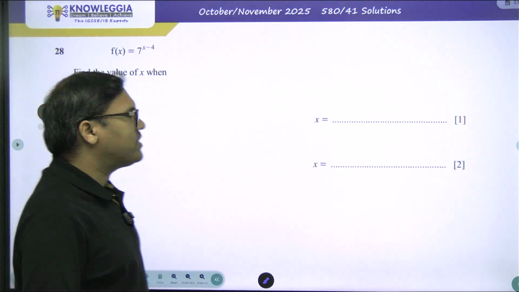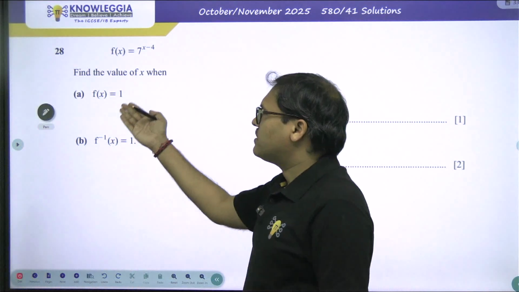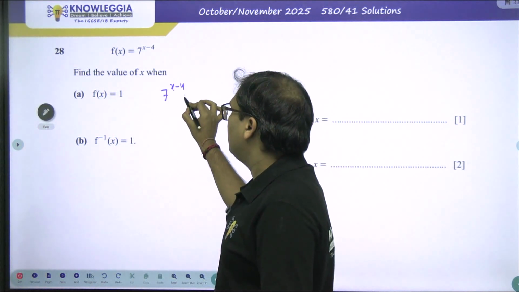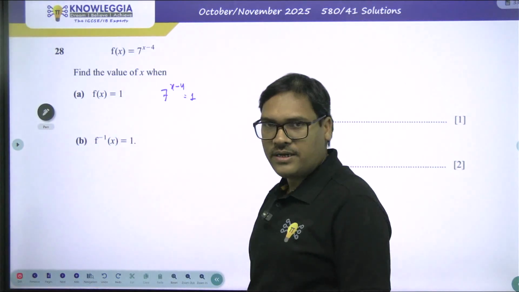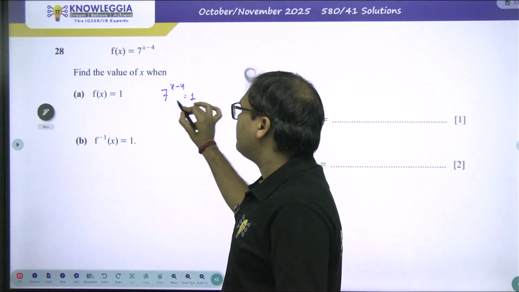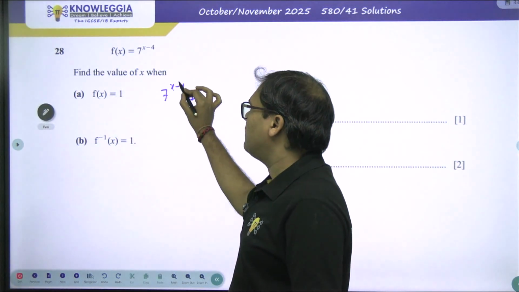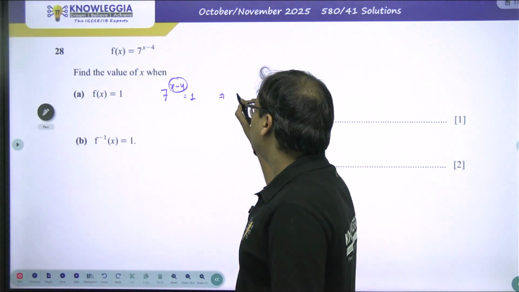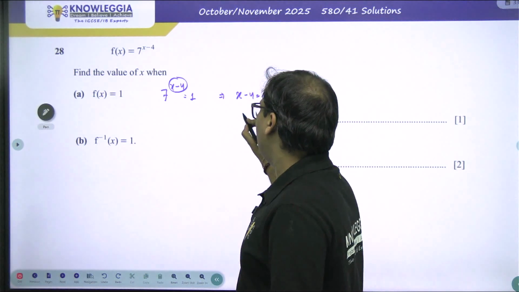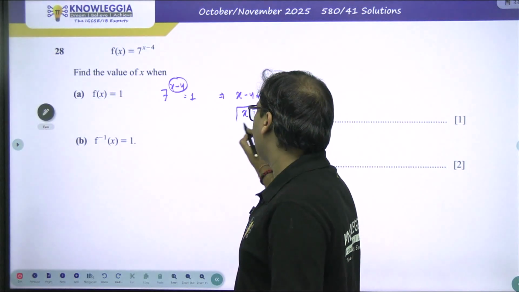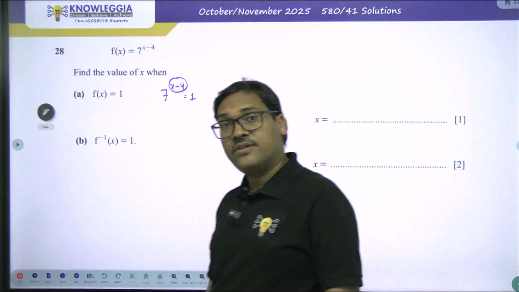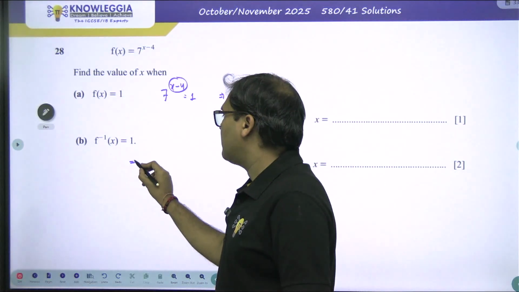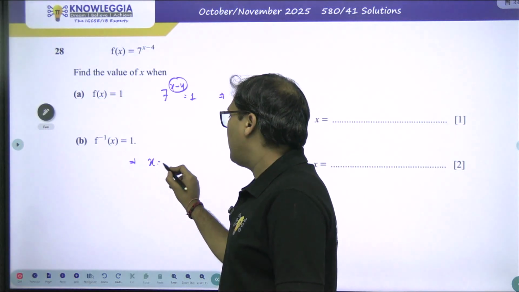Now this is a question on functions. So you can clearly see the first question is easy. f(x) is equal to 1. That means 7 to the power x minus 4 is equal to 1. Right? Now what is this? If the number is 1, the power has to be equal to 0, because 7 raised to 0 will be equal to 1. Right? So x minus 4 has to be equal to 0, so x is equal to 4. Now the next is f inverse of x is equal to 1, then find x. So if I say f inverse of x is equal to 1, that means x will be equal to f of 1.